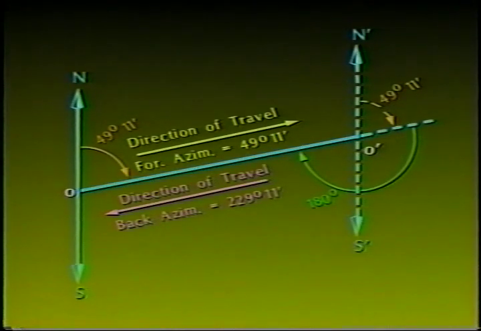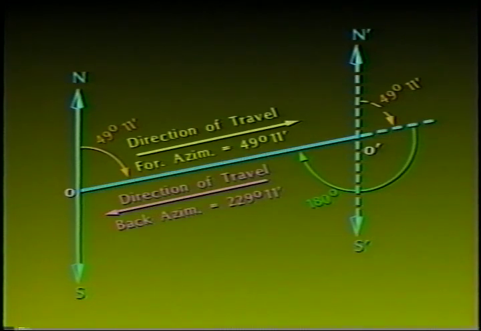Frequently, for computational purposes, the surveyor must determine back azimuths of lines. Again, very simply done. Just add or subtract 180 degrees from the forward azimuth of a line. In the graphic now on screen, the forward azimuth of line D to E is 49 degrees, 11 minutes, based on the angle measured from north and the direction of travel. Reversing the direction of travel, adding 180 degrees, determines the back azimuth of the same line as 229 degrees, 11 minutes.